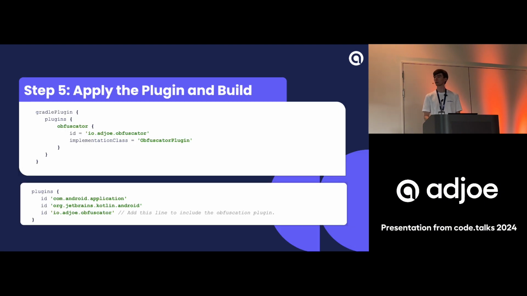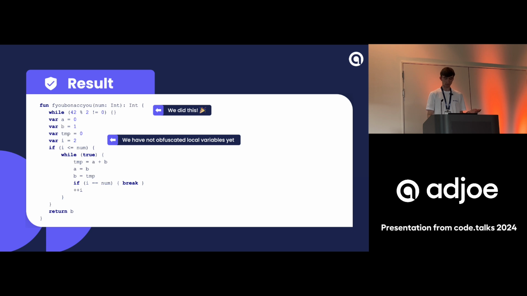There are two things left. Since it's a Gradle plugin, we have to actually register it inside the build system. This is quite easy. It's just a few lines of code. And then applying it is even easier because, well, Gradle comes with all that stuff built in. And then we can hit the build button and see what it does. Ta-da! We obfuscated our code. So actually, nobody can read anymore what it does, right?